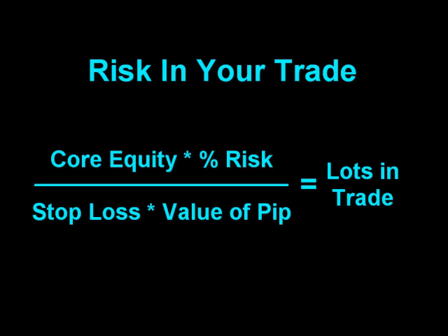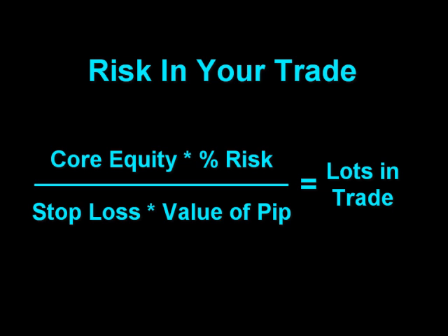And again, so everybody's on the same page here, typically for USD pairs, a pip is going to be equal to $10 in a standard account, $1 in a mini account, and 10 cents in a super mini account. So when you run this calculation, your result is the amount of lots you may place in a trade.